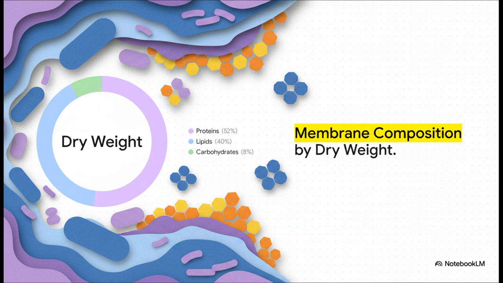So, what exactly is floating around in this living ocean? Let's look at the actual ingredients. If we analyze the membrane's composition by dry weight, we see a really interesting split. We've got proteins making up 52%, lipids at 40%, and carbohydrates coming in at 8%. At first glance, you'd probably think, okay, the membrane is mostly protein. But dry weight doesn't exactly tell the whole story of what this border looks like at the molecular level.